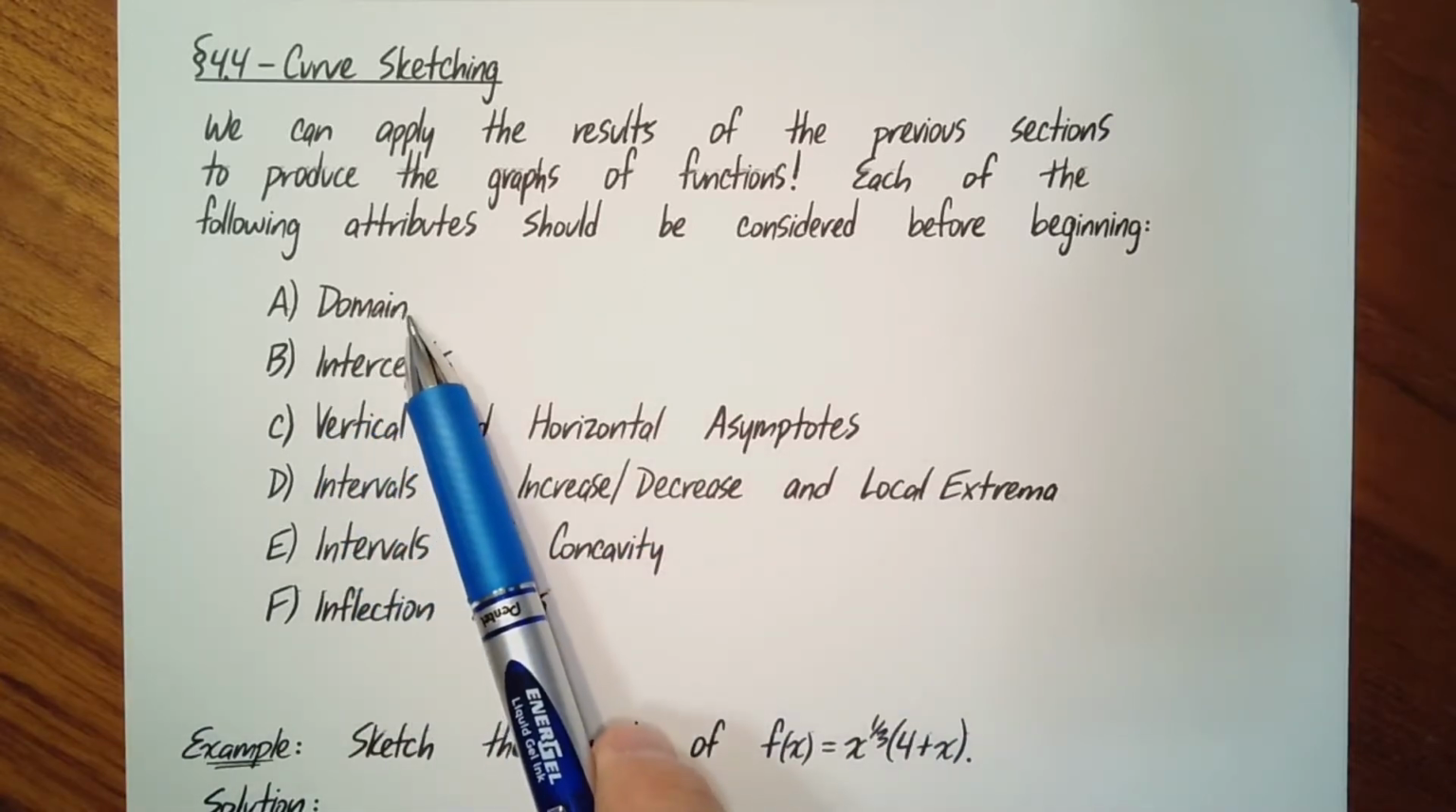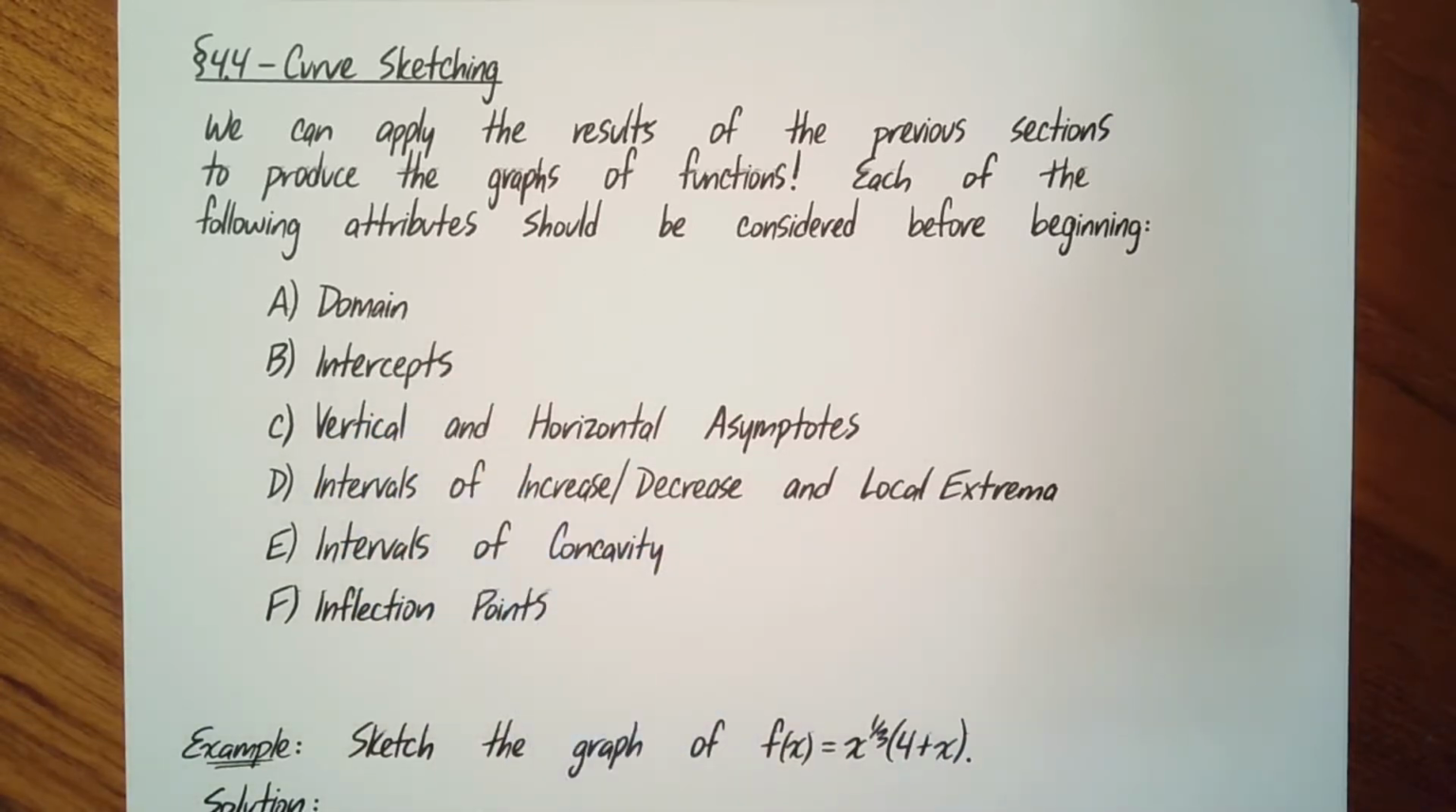But starting off with the domain, then the next thing would be intercepts, right? Where does the function's graph cross the x or the y-axis? Find that right away. Remember how to do that? If you've got an equation involving y and x and you want to find the x-intercepts, just set y equal to 0 and solve for x. And that'll tell you where the x-intercepts are. If you want to find the y-intercepts, well, just set x equal to 0. And that will tell you the y-intercept. Okay, so that's part B.